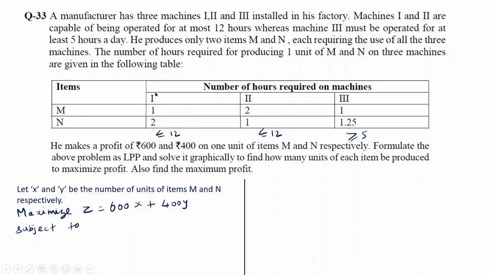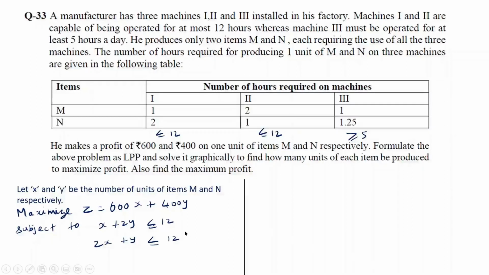The first constraint is with respect to machine 1. Here M requires 1 hour and N requires 2 hours on machine 1, and machine 1 should be operated for at most 12 hours. So, subject to x plus 2y less than or equal to 12. And next we have the constraint with respect to machine 2. M requires 2 hours on machine 2 and N requires 1 hour on machine 2. Machine 2 can also be operated for at most 12 hours. So, here again it is 2x plus y less than or equal to 12.